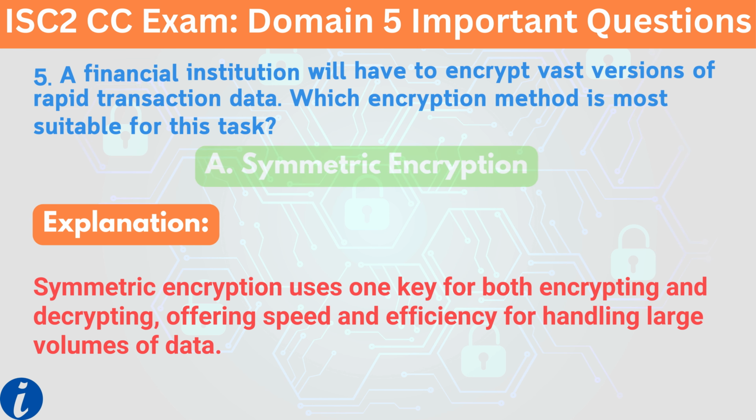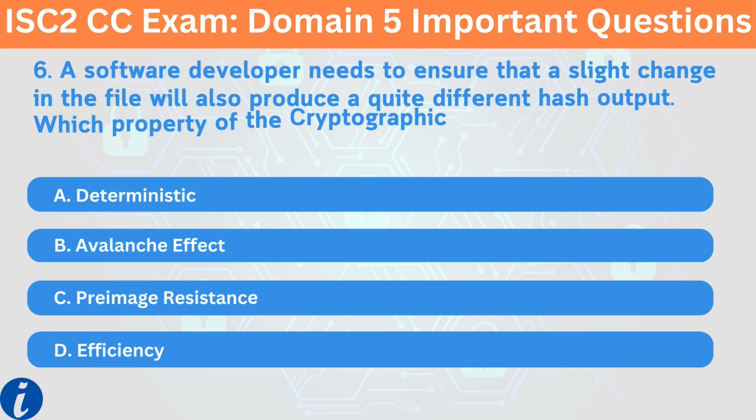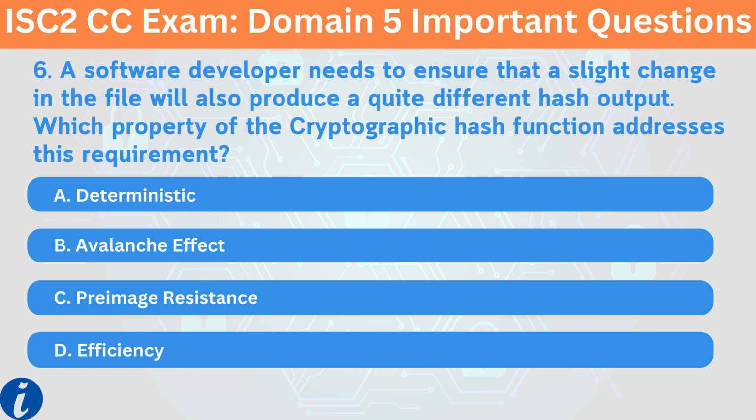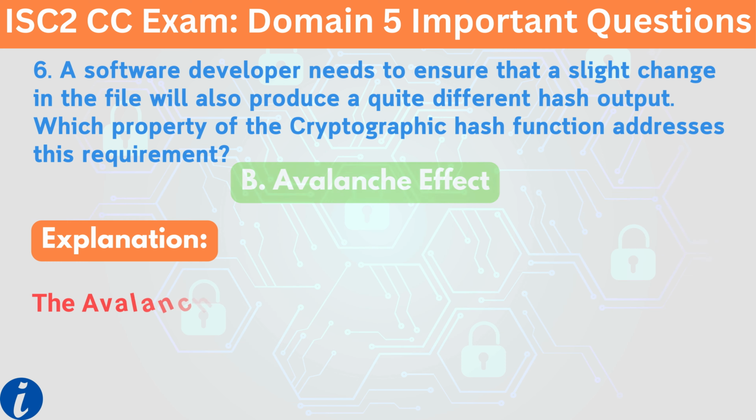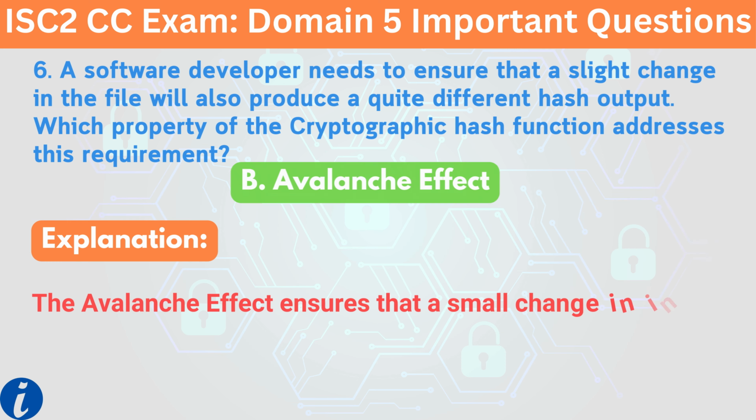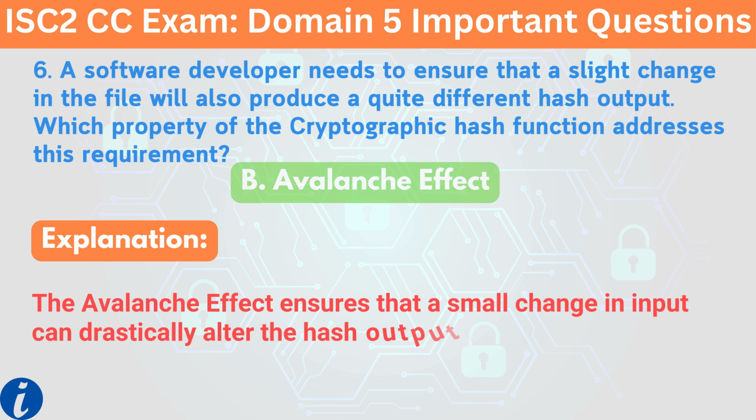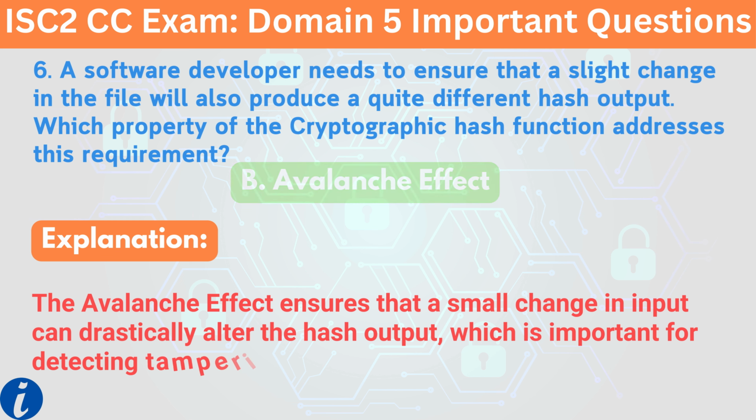volumes of data. 6. A software developer needs to ensure that a slight change in the file will produce a quite different hash output. Which property of the cryptographic hash function addresses this requirement? A. Deterministic. B. Avalanche effect. C. Preimage resistance. D. Efficiency. The correct answer is B. Avalanche effect. Explanation. The avalanche effect ensures that a small change in input can drastically alter the hash output, which is important for detecting tampering.